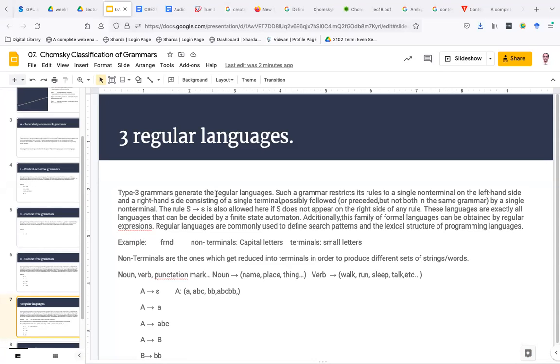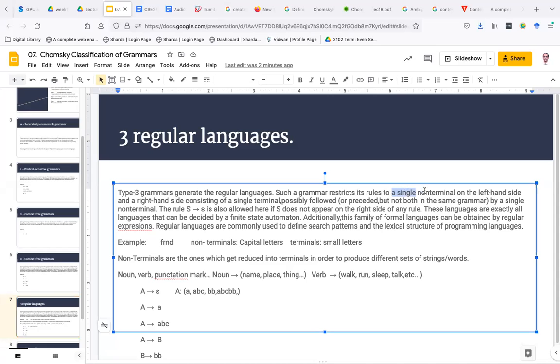Regular language, the type 3 grammar, generates rules such that a single non-terminal should be on the left hand side. On the left hand side there should be a single non-terminal, and on the right hand side it should have a single terminal, or it can be a combination, possibly followed by a single non-terminal also. It doesn't matter. It can be a combination, or it can be just any terminal.